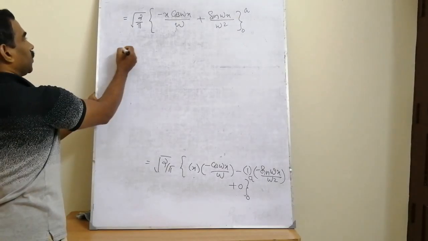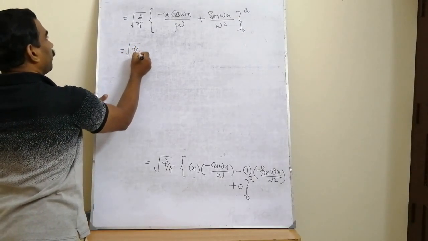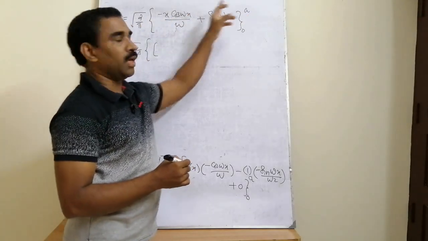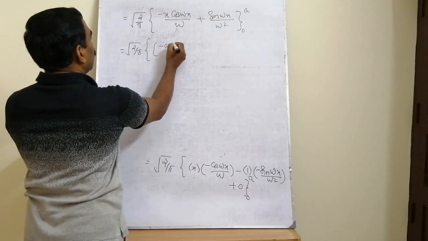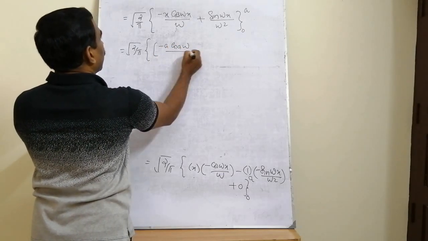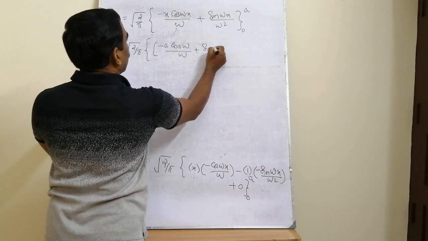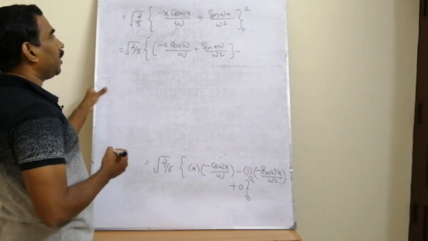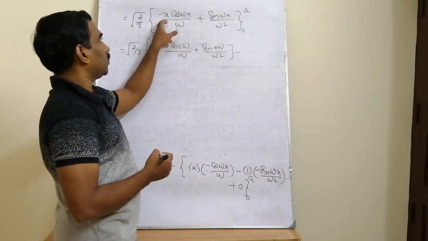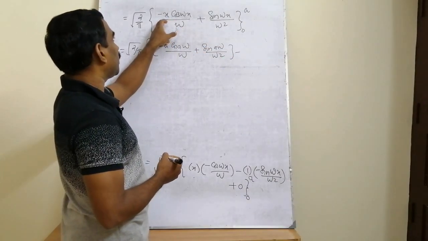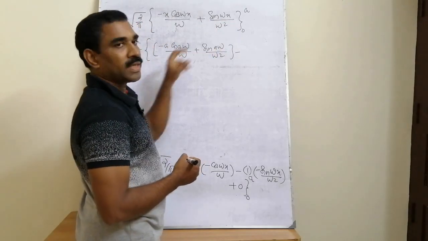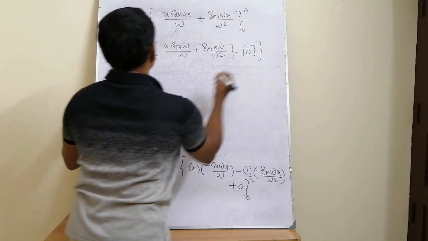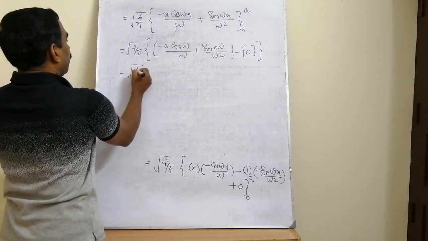Now substituting limits, that is equal to square root of 2 by pi, upper limit. In upper limit we are replacing every integration variable x by a, that is minus a into cos a omega divided by omega plus sin a omega by omega square. So this is the upper limit. And in lower limit we are replacing every x by 0. So the first term is 0 because of multiplication with x, and the second term is also 0 because sin 0 is 0. So in lower limit we have 0.